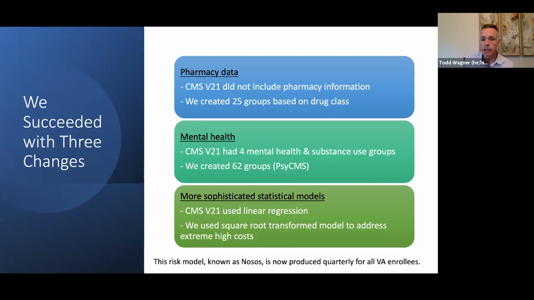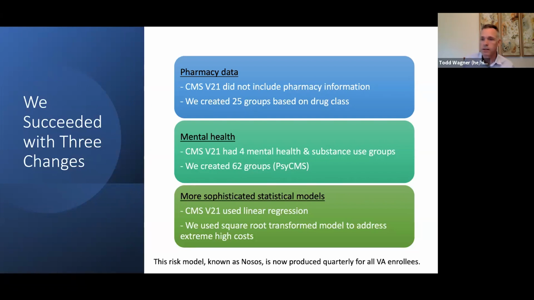In particular, at the time, the CMS HCC version 21 only had 4 mental health and substance use groups. And we said, that's probably inappropriate for VA, which has a much higher prevalence of mental health issues. And so we worked to update this psych CMS grouper, and it created 62 groups. That differentiates, for example, things like PTSD, which is much more prevalent in VA, and that helped us improve our model fit. And then we just use more statistically sophisticated models.